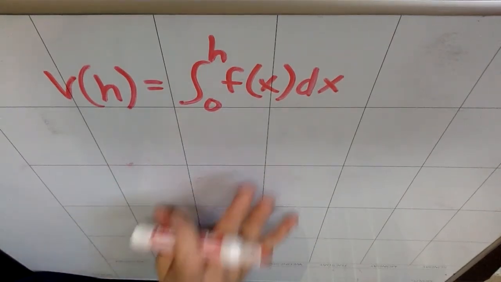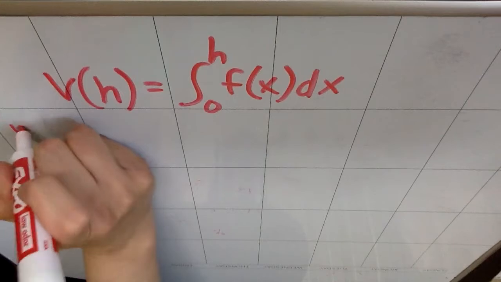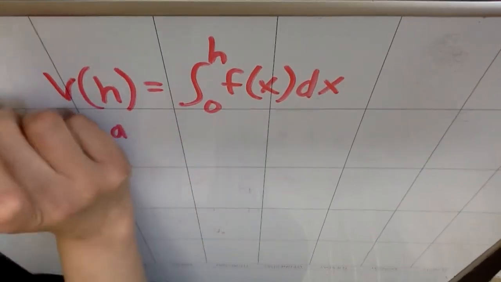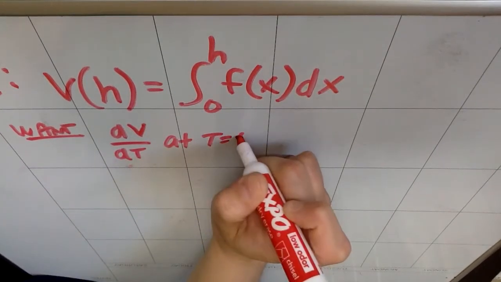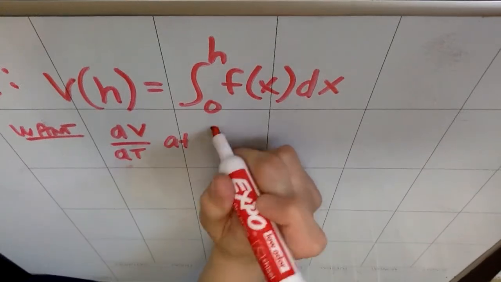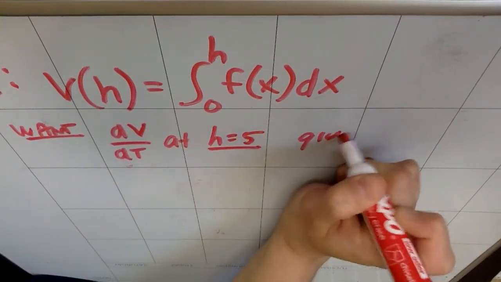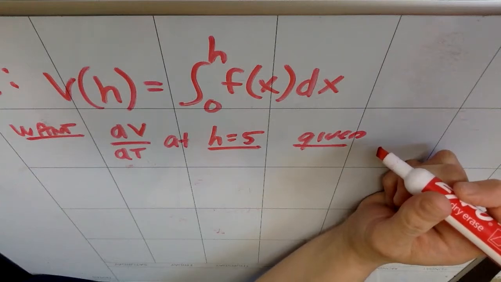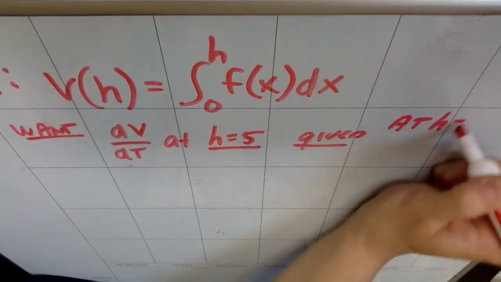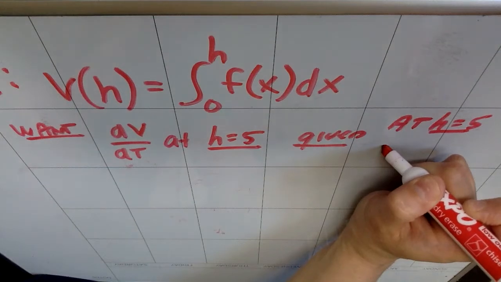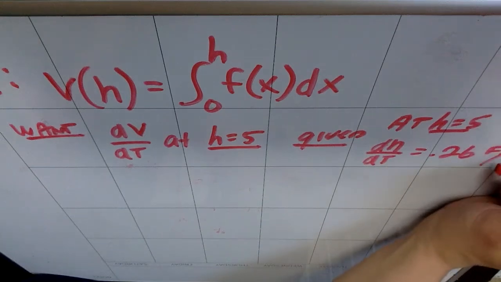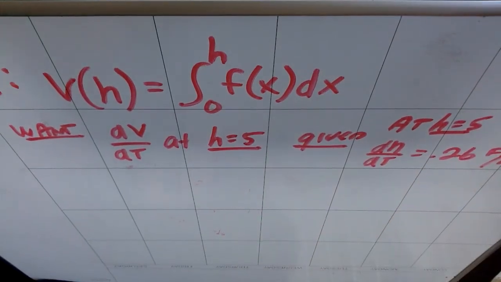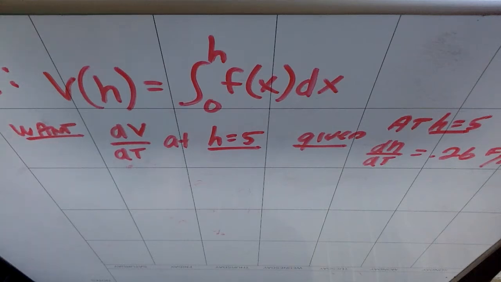Cool. So this is an equation for V. I want dV/dt at the time when the height is 5, h is 5, and I'm given that when the water is being pumped into the tank, at the moment when h is 5, the height is increasing, so dh/dt is 0.26 feet per minute. So I know dh/dt. What I want to do is derive this thing with respect to time, and that'll allow me to find an equation for dV/dt.